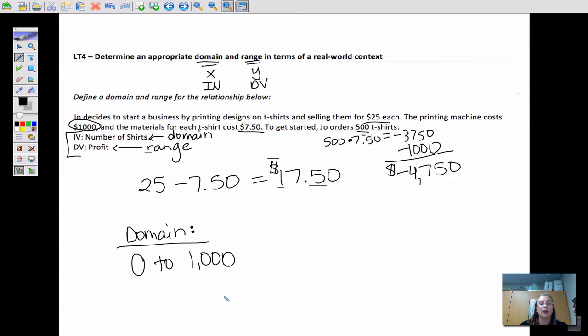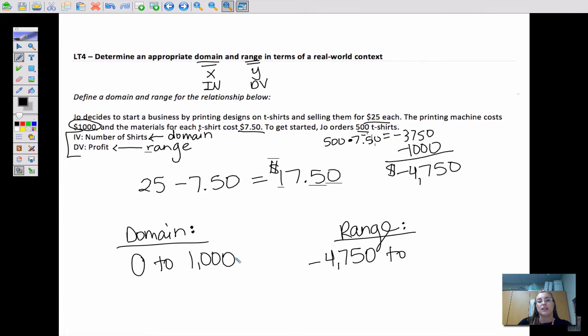Okay, and then for my range, I'm going to say negative 4,750, because that's going to be my profit for him if he sells 0 t-shirts. And then my range should match 1,000 here. So it should match 1,000 basically, because that's what we've decided is his maximum amount of t-shirts that he's going to sell. So I want to figure out the profit if he does 1,000 t-shirts.